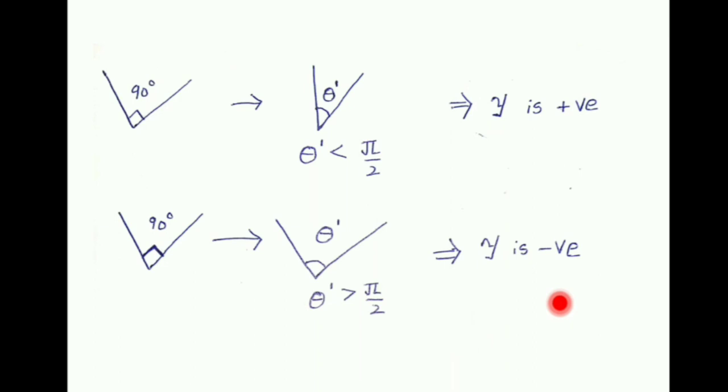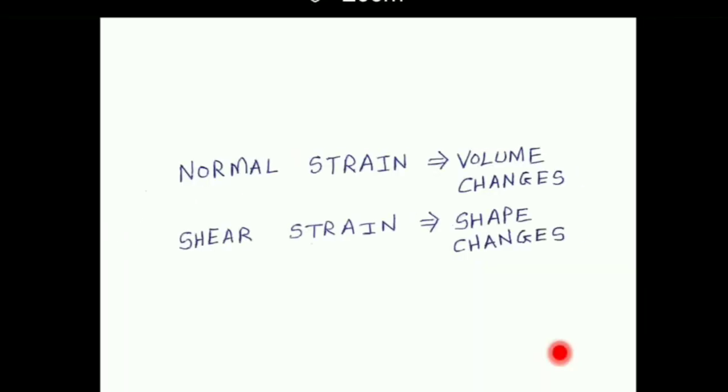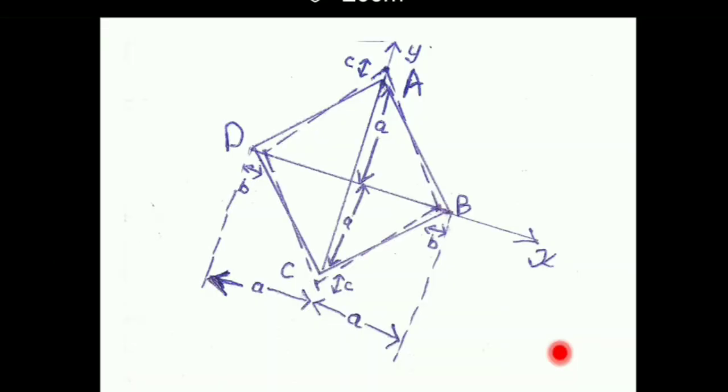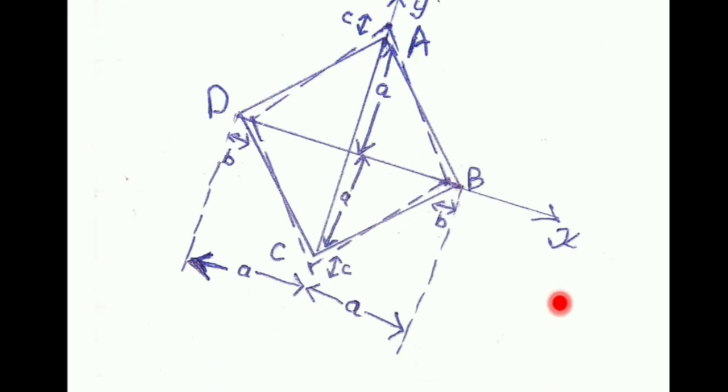You can follow the other side also, but still the books follow this, so that's why I'm telling you about this. Next, two lines for normal strain and shear strain. What is normal strain? It is the change in the volume. And what is the shear strain? It is the change in the shape. Okay, next, let's move on to some numericals, the interesting part of this session.